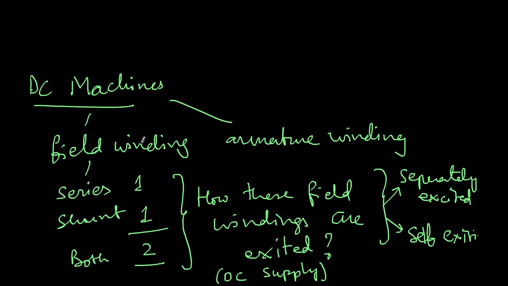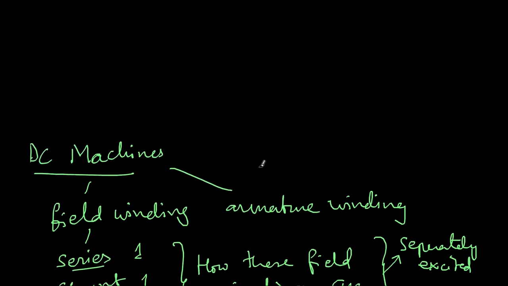The question is you look at the field winding, whether it is getting a separate supply or whether it is getting the supply from the armature. So of course you look at the series winding. By definition, the series winding is connected in series with the armature. Therefore, if you have a series winding, then it will eventually go to the self-excited category. But if you have only shunt winding, then it can be any of these two. So that is what I'm going to draw above.